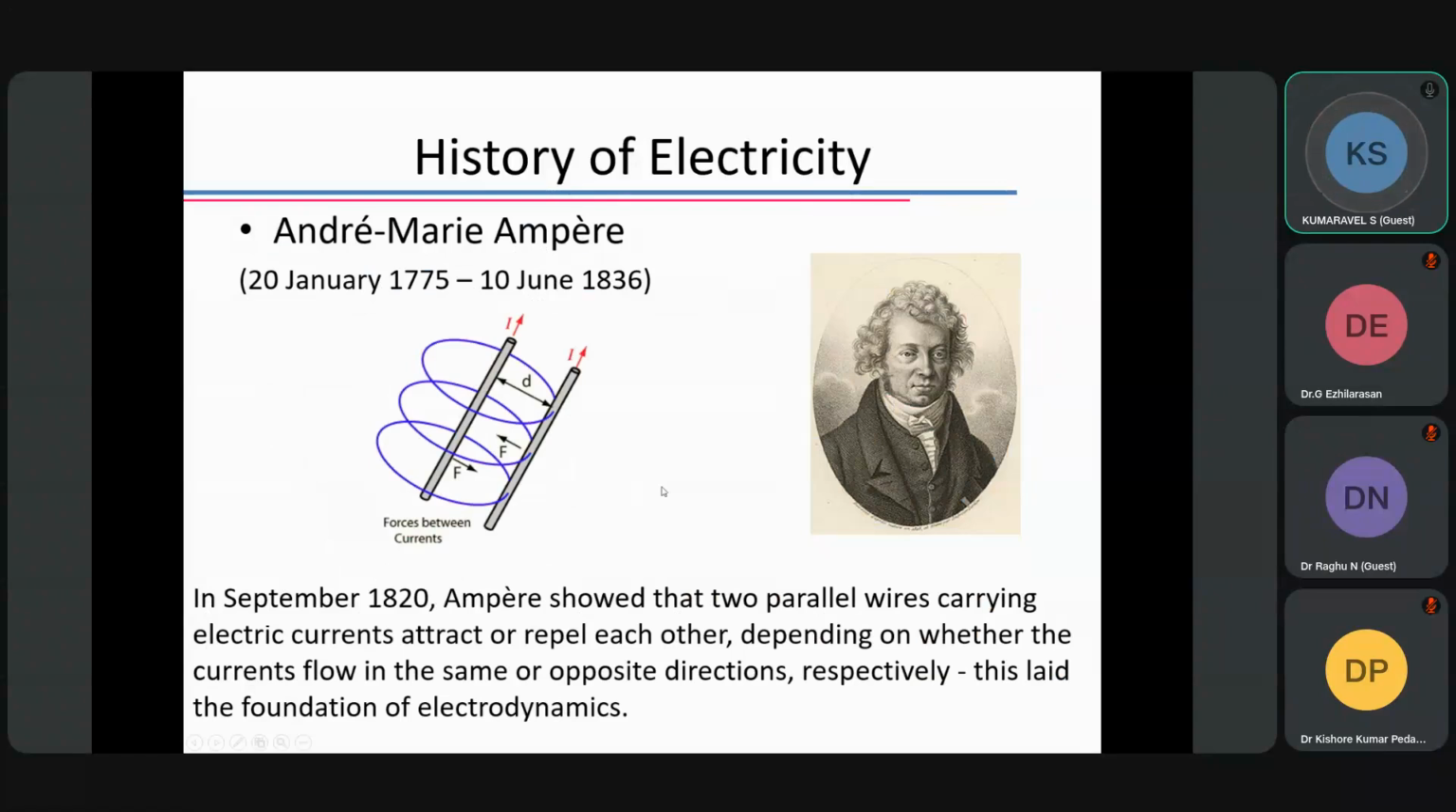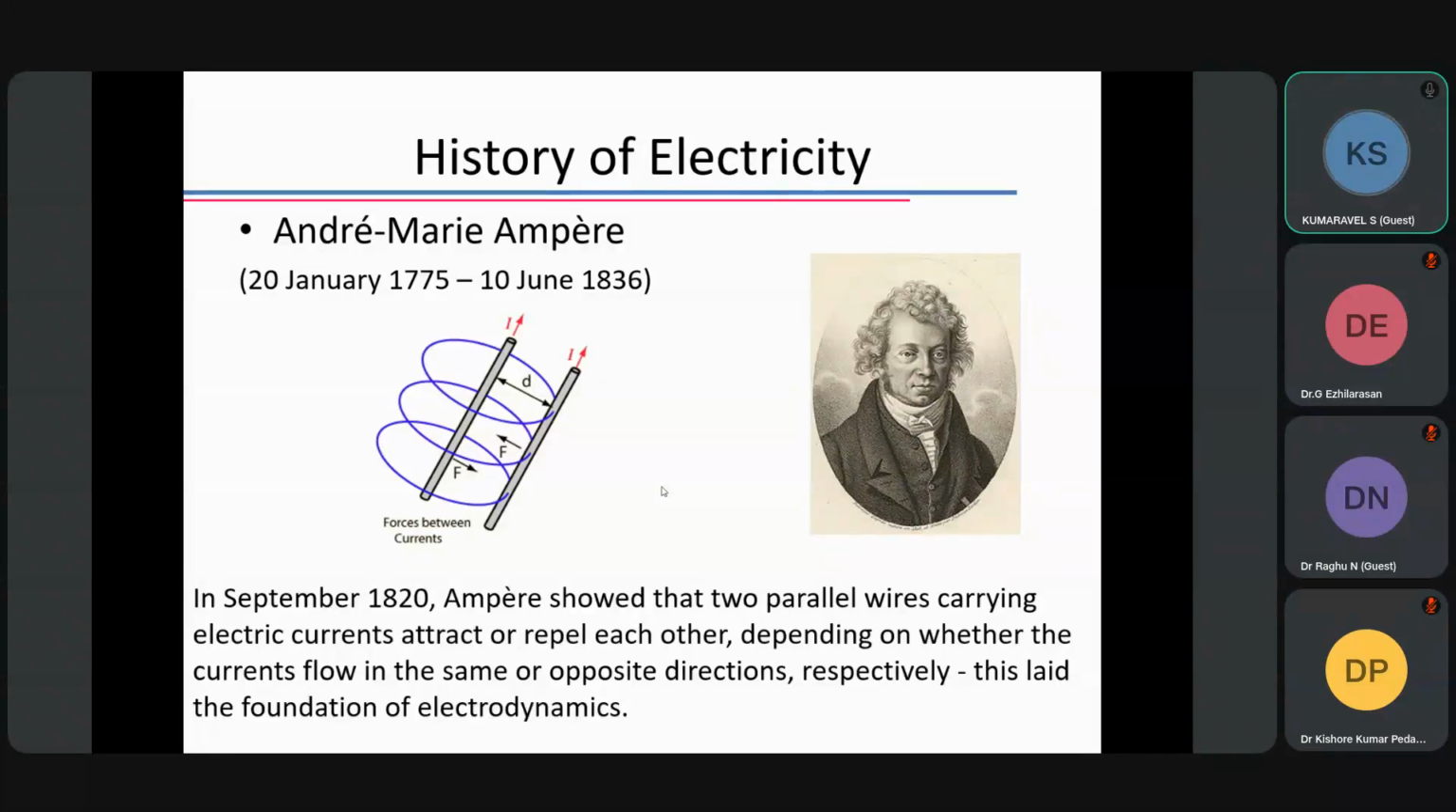Then one more invention by Andre Marie Ampere. That is, when a current carrying conductor is placed in a magnetic field, it experiences a mechanical force. That is, F is equal to BIL sin theta. So after this principle, electricity began its journey for society.